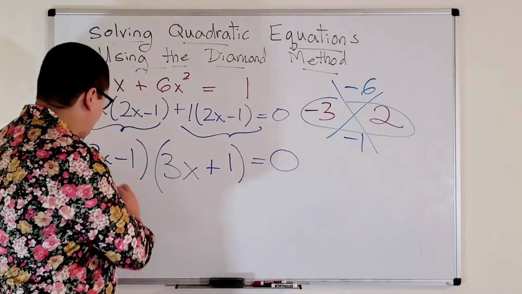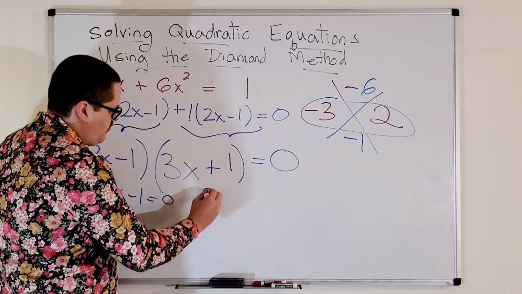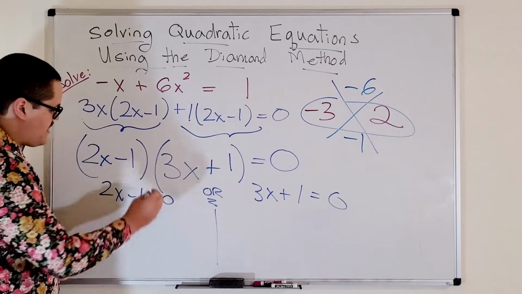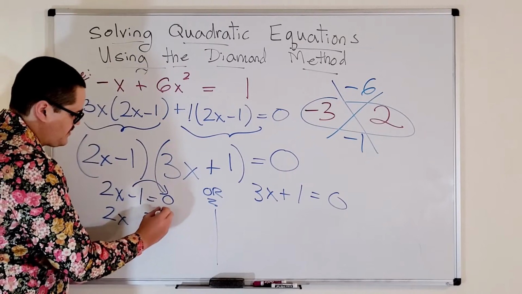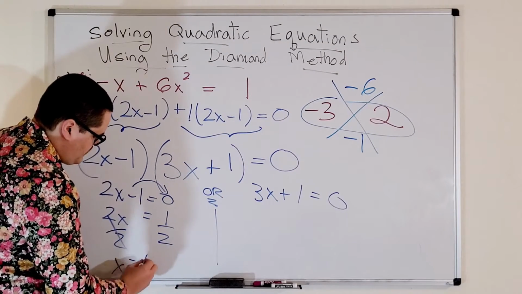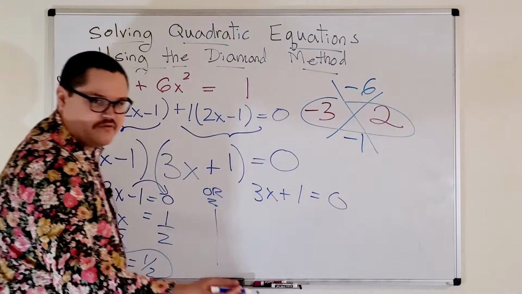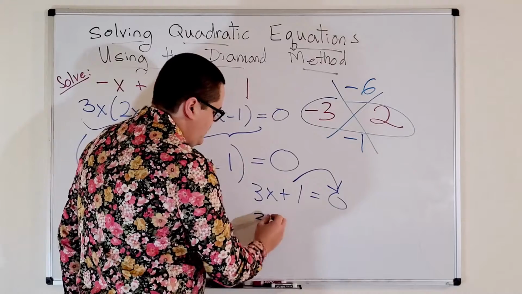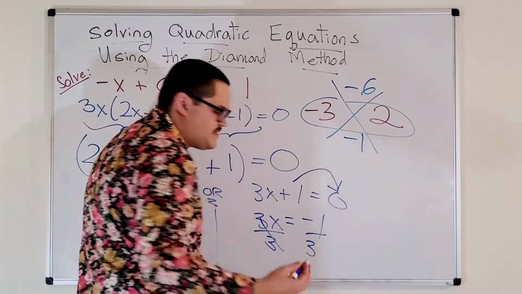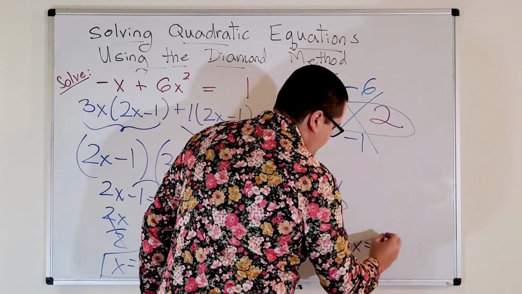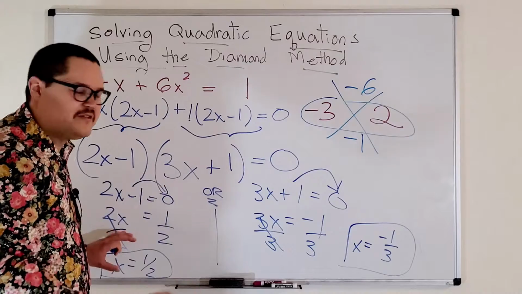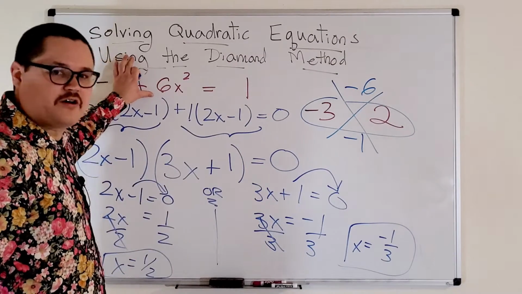Okay, so we can solve this as usual. Either the first factor, 2x minus 1 is 0, or 3x plus 1 equals 0. Move the negative 1 to the other side, it becomes positive. 2x is positive 1. Divide both sides by 2. X equals positive 1/2. Move the positive 1 to the other side, it becomes negative. 3x is negative 1. Divide both sides by 3. X is negative 1/3. So these are the two and the only two solutions to the original equation.